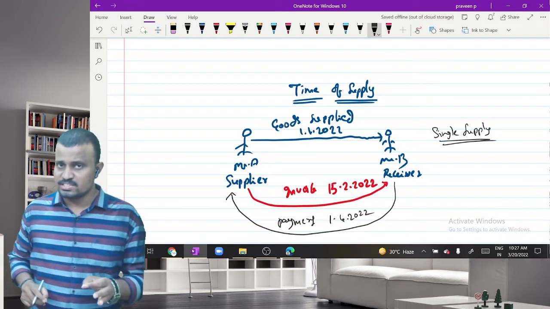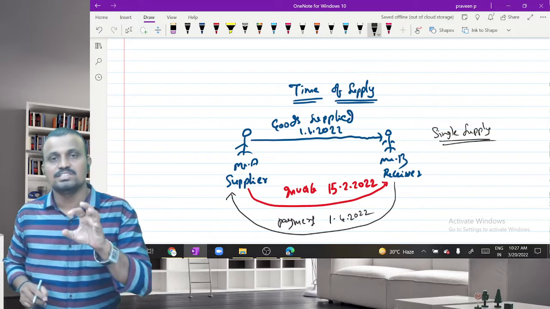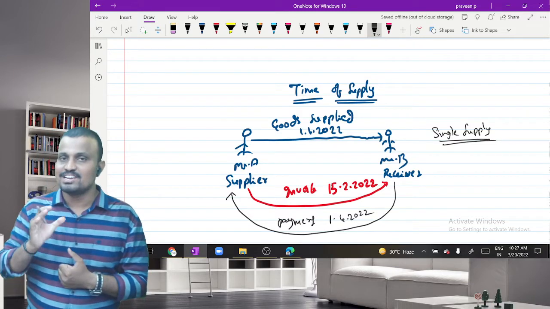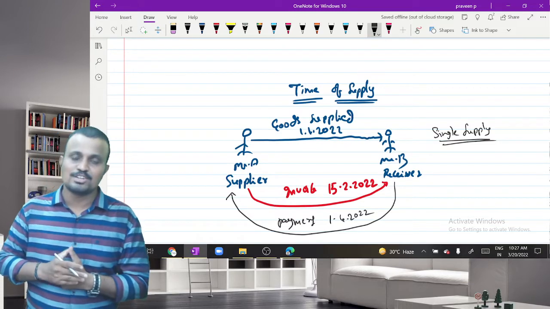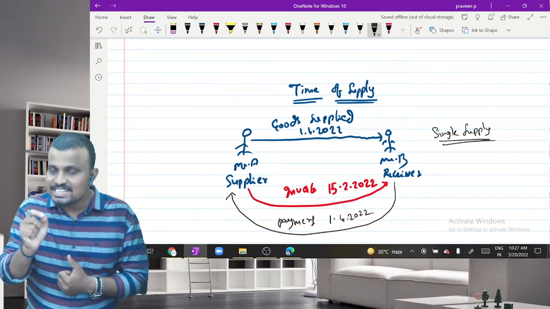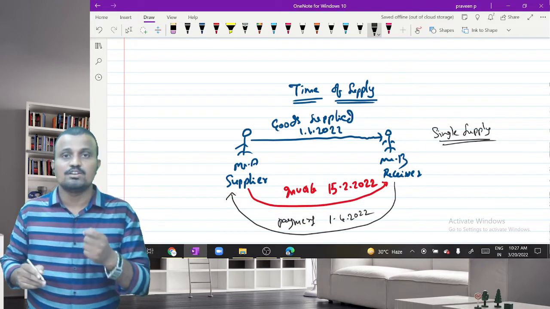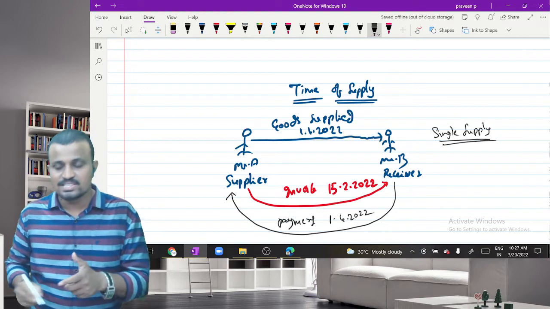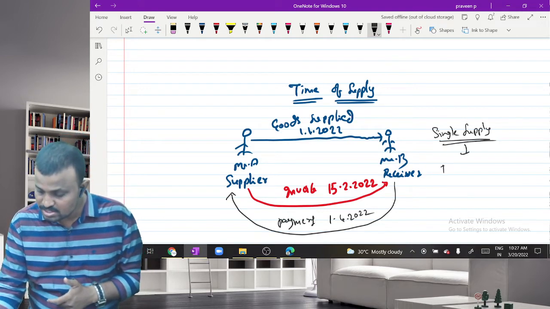Then the question is, which date is considered for the purpose of the due date for filing the return or due date for payment of the tax? And which date is assumed as the date of supply? So that is the question.